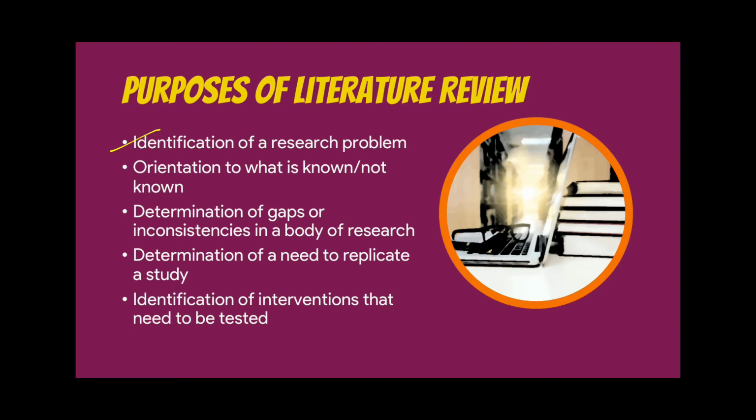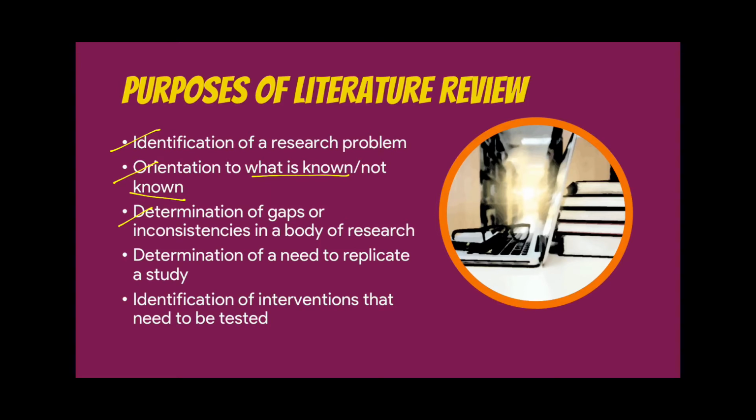Next is orientation to what is known and what is not yet known. It's very important that when you do research, you have to know first, in the phenomenon that you are trying to look into, whether that's quantitative or qualitative, all of the knowledge that has been already studied in that specific area, and also be able to know what is not yet known or what knowledge still has a deficit in that area of study.